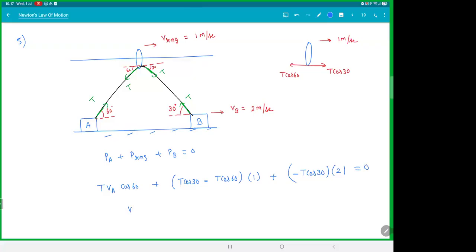Tension cancels everywhere. This is V by 2. This would be root 3 minus 1 by 2. This would be root 3. How much is this? That will be root 3 minus root 3 plus 1. All clear with that? So you can just take the tensions on everything that you have and finish it off.